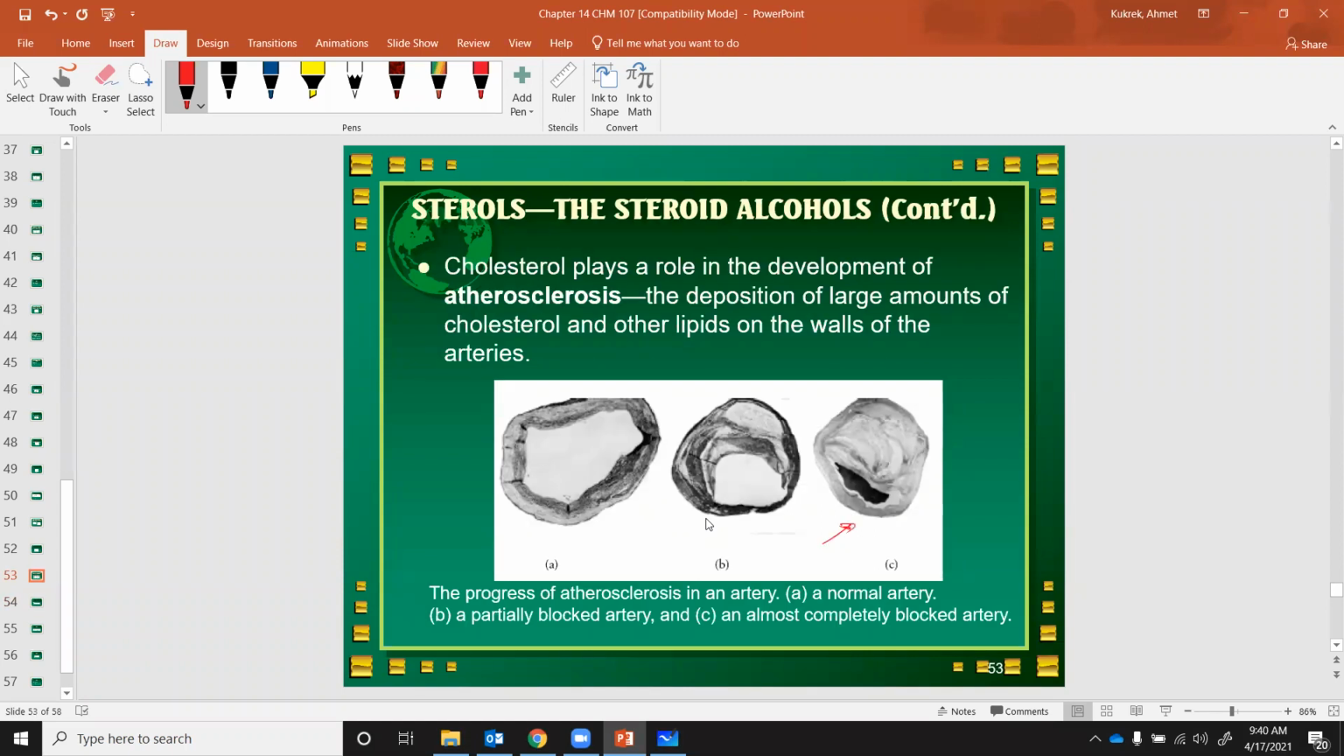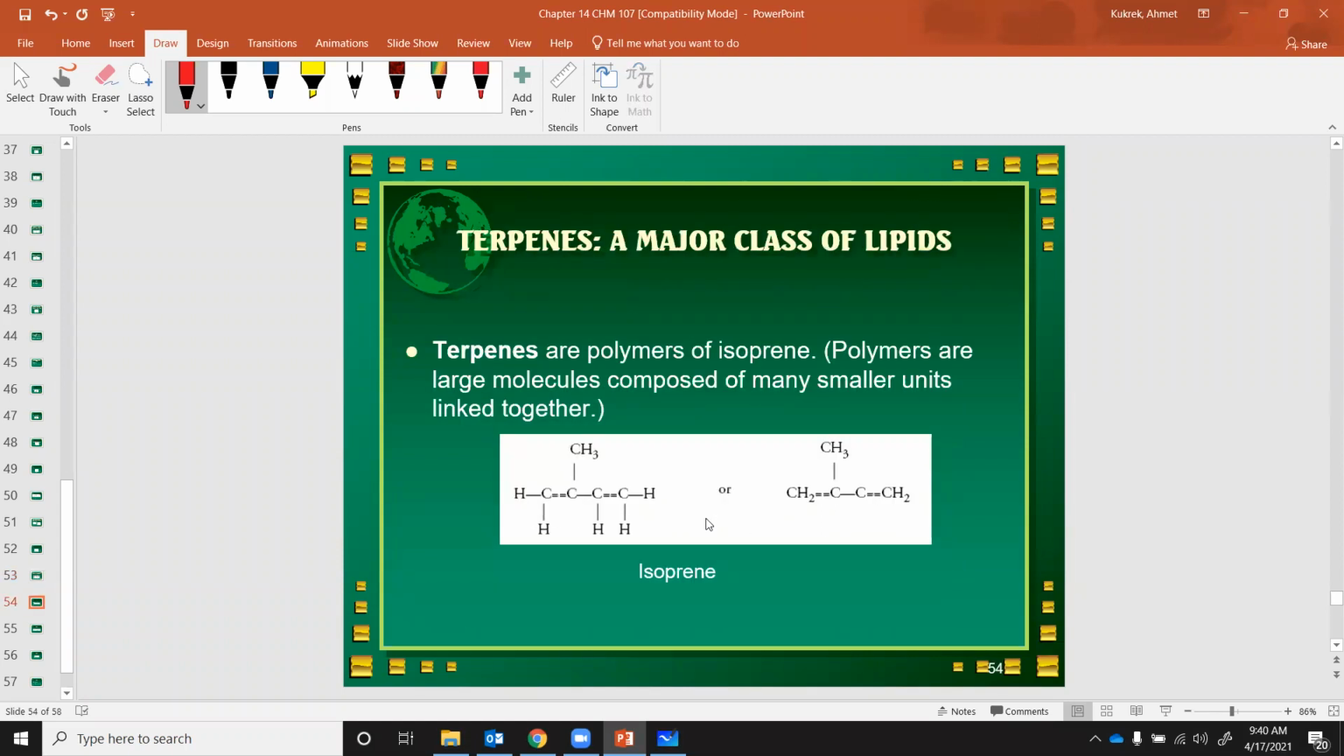And so this is the second type of fats. The first one was steroids, and the second one is terpenes, okay? Terpenes we're going to call lipids, even though they don't have any fat, they're going to be lipids. So terpenes are the polymers of isoprene.